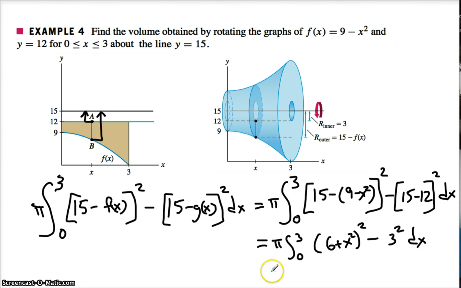Okay, so final answer, my calculator reads 746.44241. Hopefully you got that result as well.